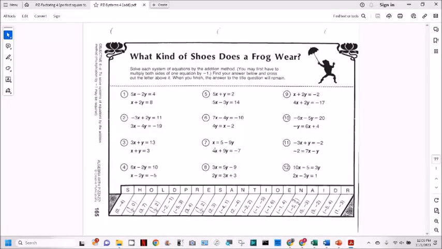And the idea is we have these 12 different systems of equations. They want us to solve each of these using the addition method, with the caveat that you might have to first multiply both sides of an equation by -1, and then find your answer below down here, cross out the letter that's above it, and then when we're done, the letters that remain will spell out the answer. All right, let's get to it.